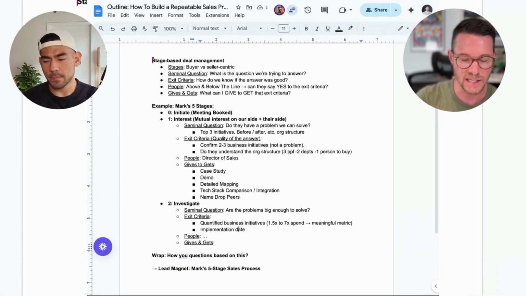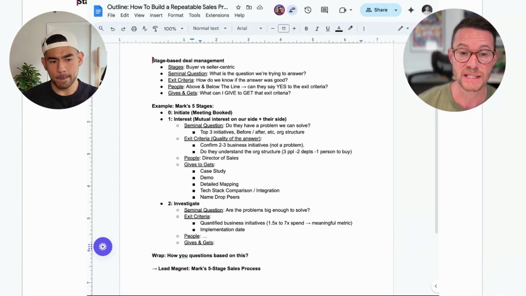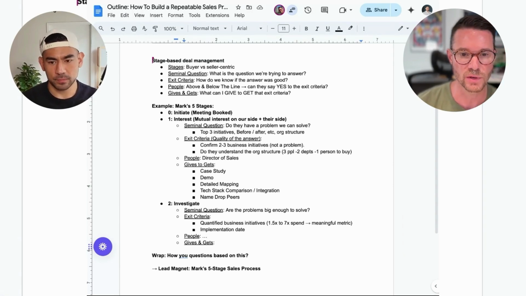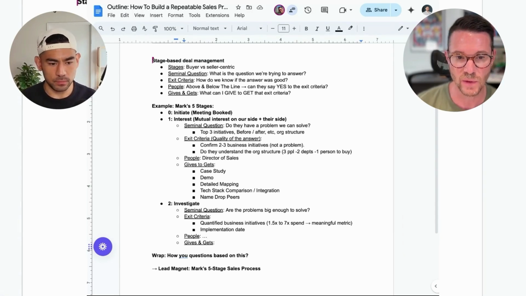And then the second exit criteria on this one is an implementation date. What is the date by which you need to get the value or need this problem solved or you need to get this metric fixed or whatever? What is the date?